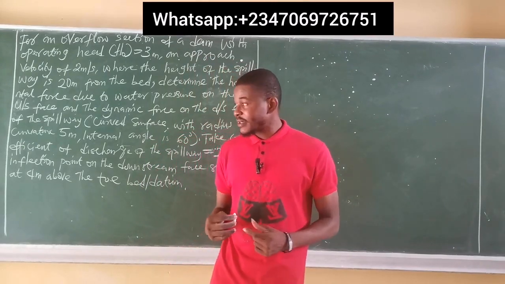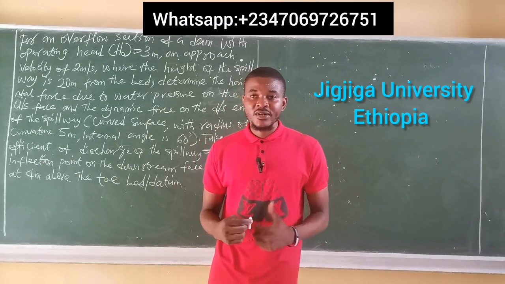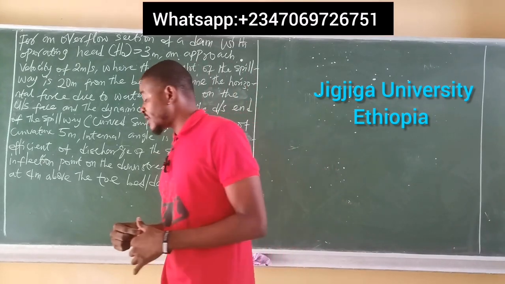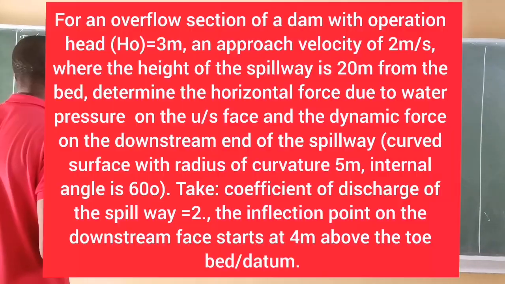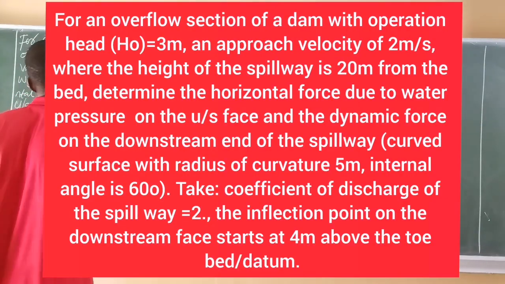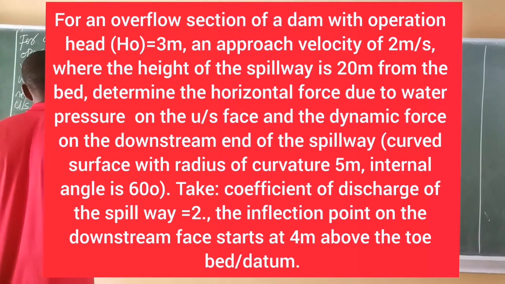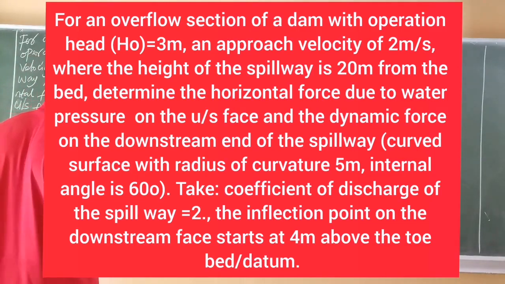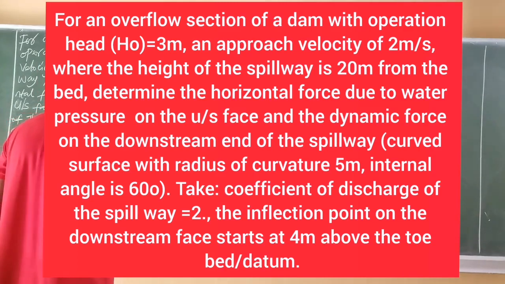Alright, so let's take a look at this other question, which I also got from Jigjiga University, all the way from Ethiopia. This is a question on construction of a dam. The question says, for an overflow section of a dam with operating head equal to 3 meters and approach velocity of 2 meters per second, where the height of the spillway is 20 meters from the bed.